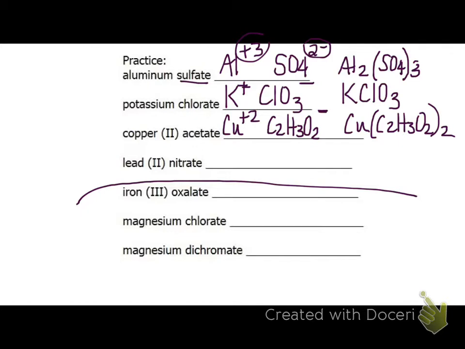And then the last one is lead 2 nitrate. So that 2, Roman numeral, is telling us that we have a +2 lead. And then nitrate, you look that up. I believe it's in group 4 that we're testing on, and it's NO3 minus. And so it's a -1, lead is a +2, so I will need 2 nitrates to be able to go with 1 lead. So that formula would look like this.